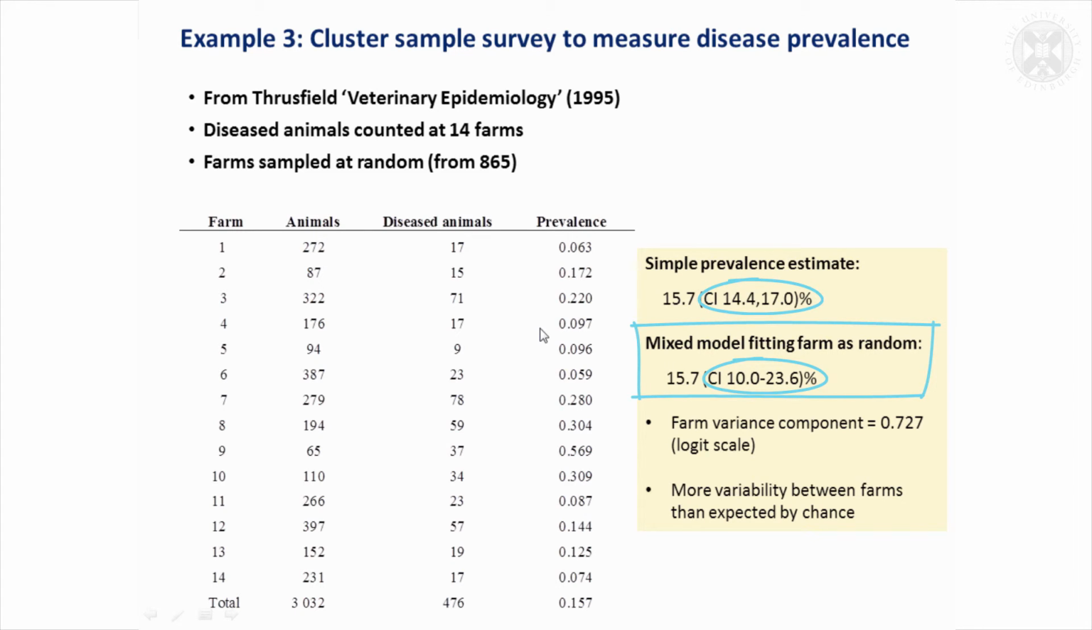So if we'd just gone with this naive estimate, we'd think the amount of disease in all the animals across Africa is somewhere between 14.4% and 17%, whereas when we fit the more appropriate mixed model, we find that the confidence interval could go as high as 23.6%. So it may well be that that's how much disease there is in this area. So it's quite a different range of possible values for the amount of disease. In that case, it was quite important to allow for that in the analysis.